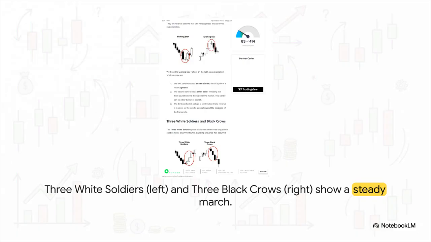You can see it right here. Look at the 3 white soldiers on the left. It's just a steady, deliberate march upwards. Each candle opens within the previous one and then pushes higher. And the 3 black crows on the right, same story, but it's a determined march down. There's not a lot of doubt or hesitation in these patterns.